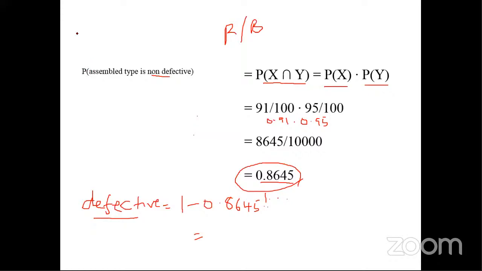Elizabeth said it's 0.13. Okay, 0.13. All right. So members, this is how you would get 0.1355. So you subtract from one the probability for the non-defective. That's how you come up with the one for the defective.